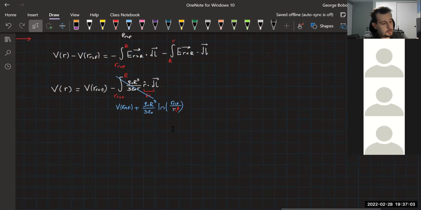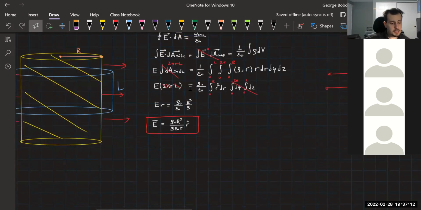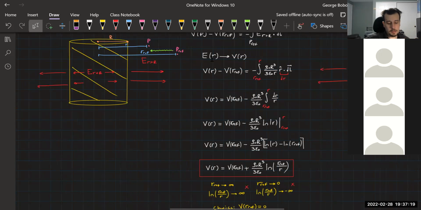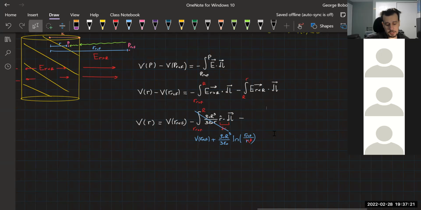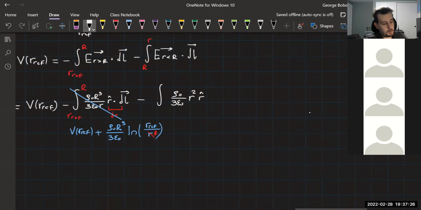Now the other guy here, we have to integrate the electric field on the inside. So we go and find the electric field on the inside. Where are you inside? Here you are. Remember this guy? So we have to integrate this, the electric field inside, from capital R to little r, and we're dotting this again with the L, which is going to bring us a nice little dr as a gift.